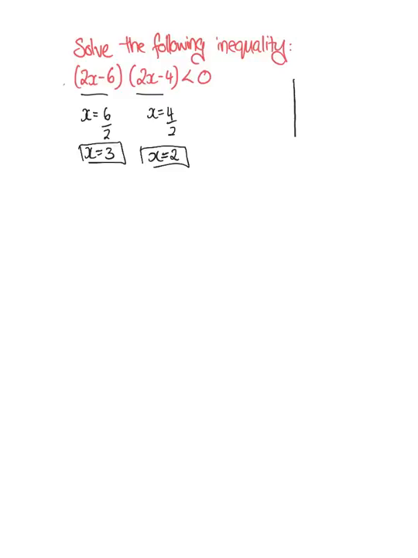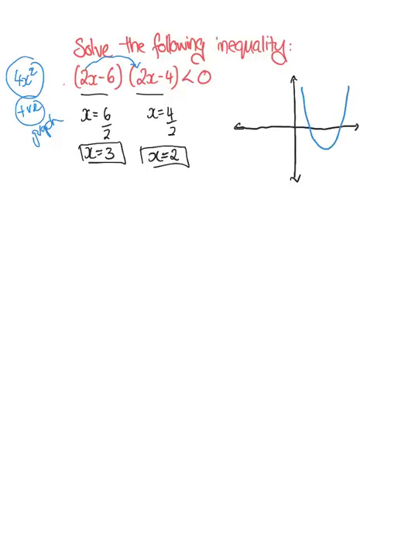If I went to sketch this graph, we do have to think about which way the graph is going, whether it's positive or negative. If you multiply that out, I'd get 4x squared, so that's a positive graph and the graph is going upwards. So my graph looks something like this. I've got two intercepts, one at (3, 0) and the other at (2, 0).